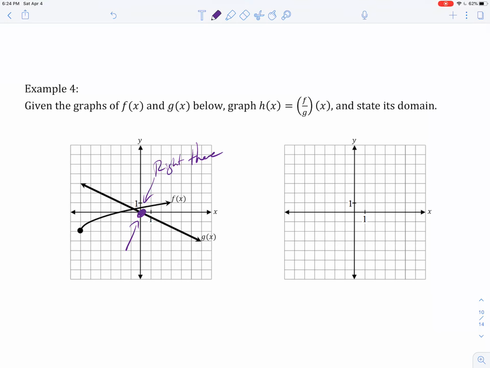So if we're dividing by g of x, that will cause a vertical asymptote. Do draw it in. Do label it. It exists. We have to acknowledge it. And we'll find as many points as we possibly can. It's a little bit tougher because of the values involved, but we do what we can.